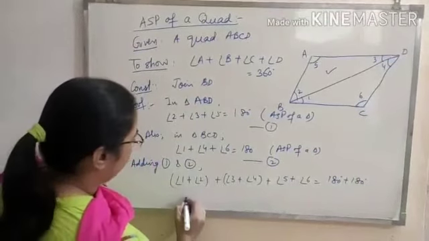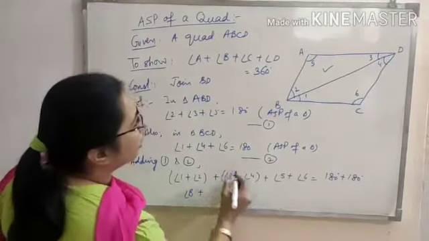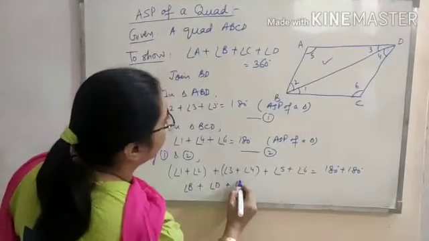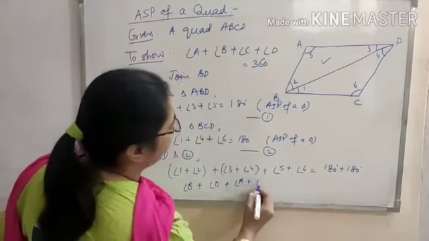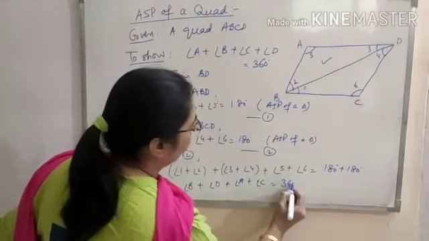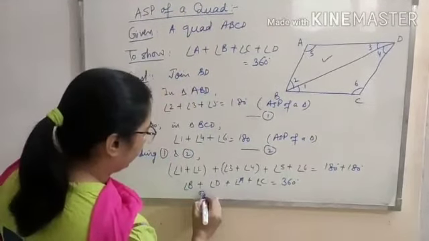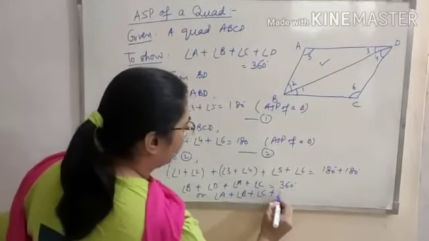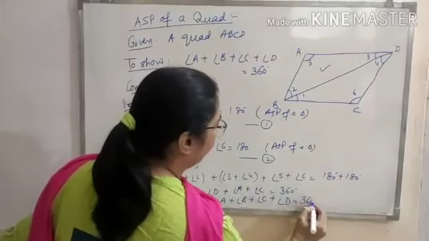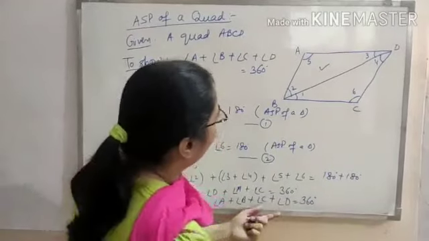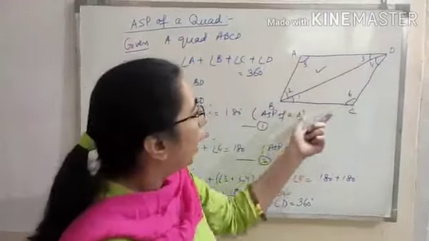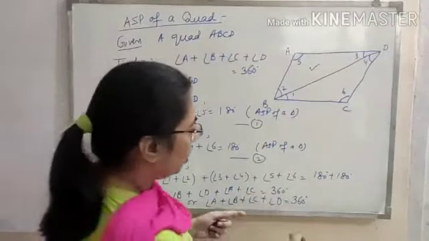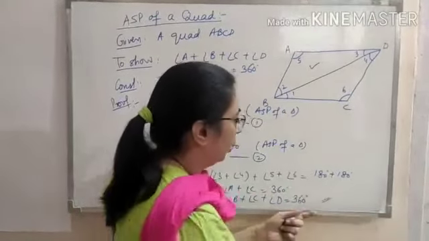So 1 plus 2 is angle B, 3 plus 4 is angle D, 5 is angle A and 6 is angle C, which becomes equal to 360. I rearrange it, so you will get the required result. A plus B plus C plus D is 360 degree, which is the required result. The sum of all the four angles of a quadrilateral is 360 degree. This result will be used in further questions.